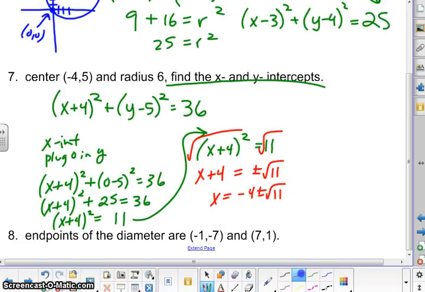Okay, so then those are your x-intercepts, so we should write them as that. Let's write them under here, because then I have to save room for my y-intercepts. (-4 ± √11, 0). All right, so that answers your x-intercepts.